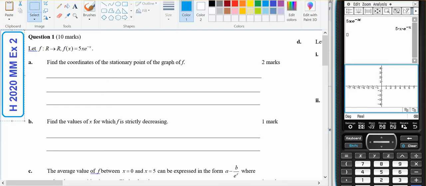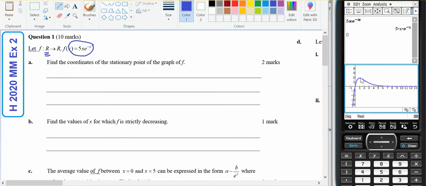This is for mathematical methods. It is the Heffernan 2020 exam 2, question number 1. Okay, so we have this function that doesn't have a restricted domain. So I've got it over here, so I might grab it and have a little look at it.